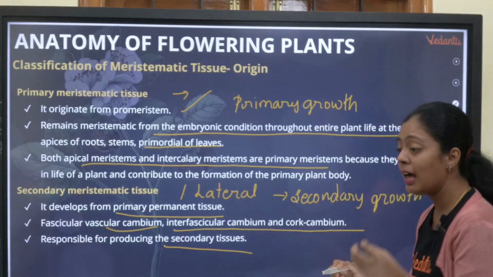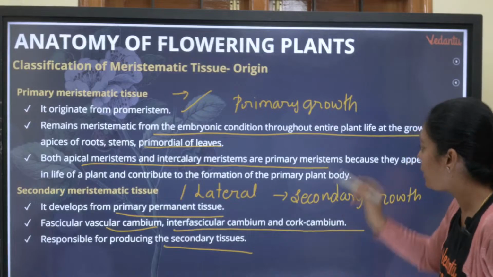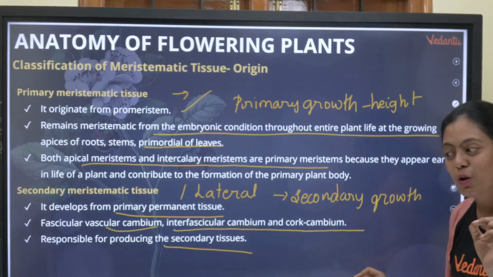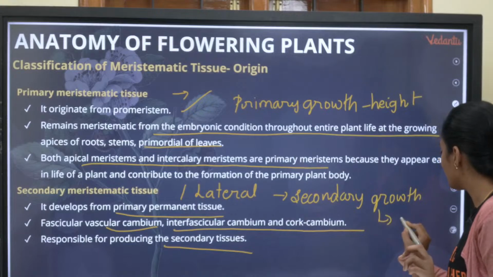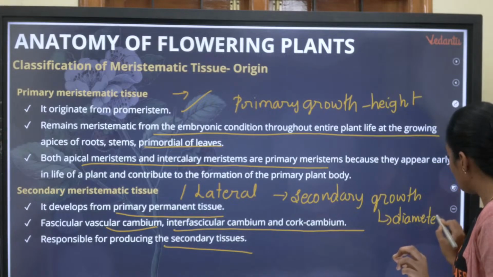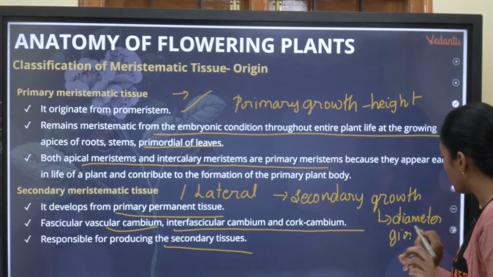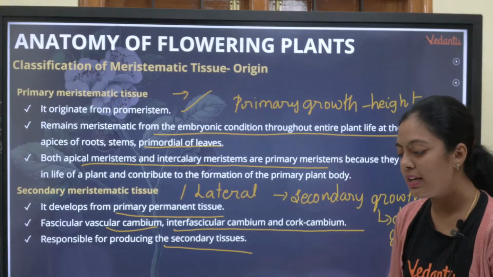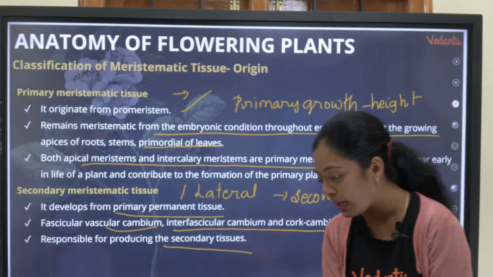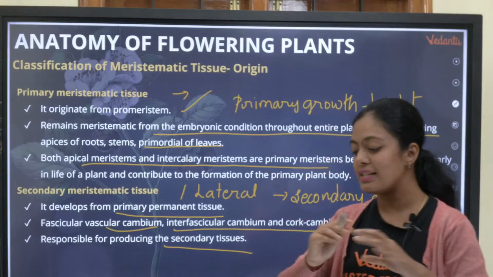Primary growth, it is increase in the height of the plant. The plant is going to increase in height. Secondary growth, the plant is going to grow in diameter. In the diameter, another word we say is girth. Okay, clear? Increase in girth. So the other name for cambium, primary growth increases the height of the plant.